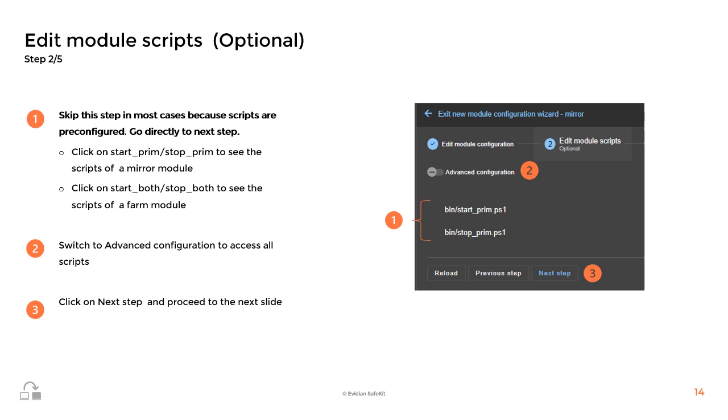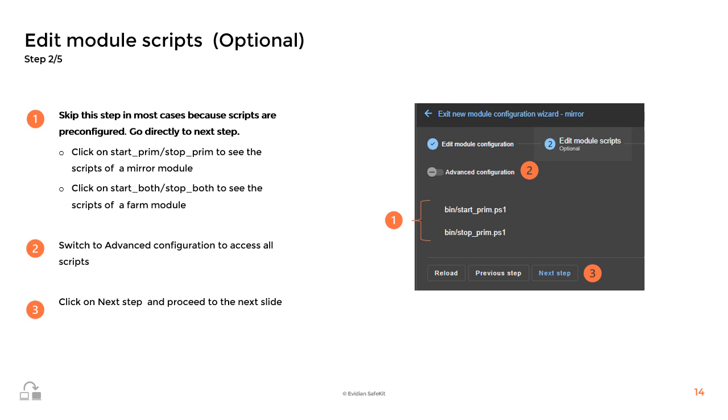Let's now consider the editing of restart scripts. This step is optional and can be skipped in most cases, as the restart scripts are already pre-configured either to restart services defined in the previous step or to reboot a virtual machine for Hyper-V or KVM modules. So, click directly on Next Step. Nevertheless, if you want to see the content of a script, simply click on it.